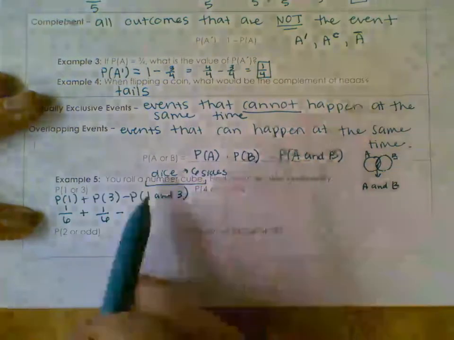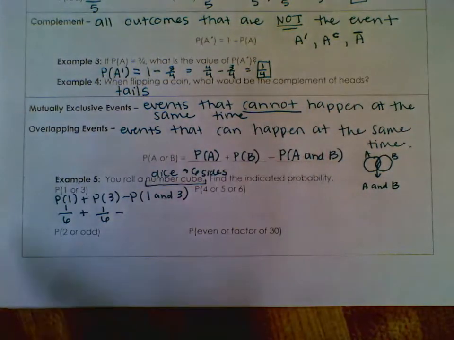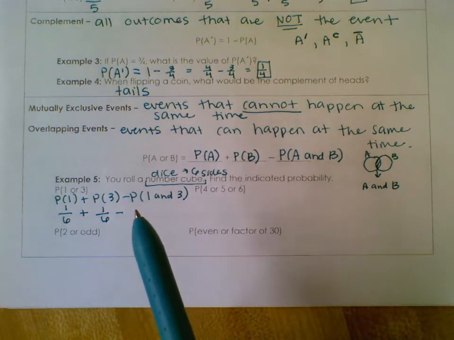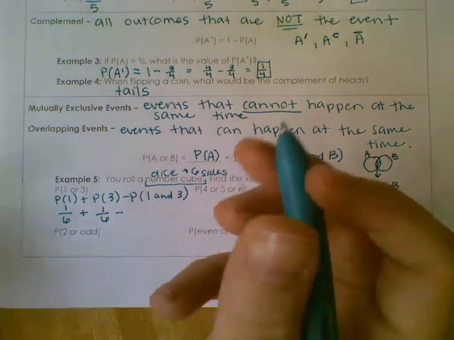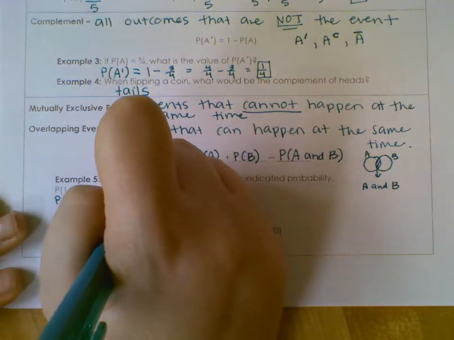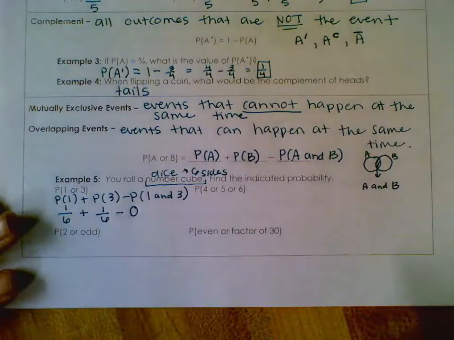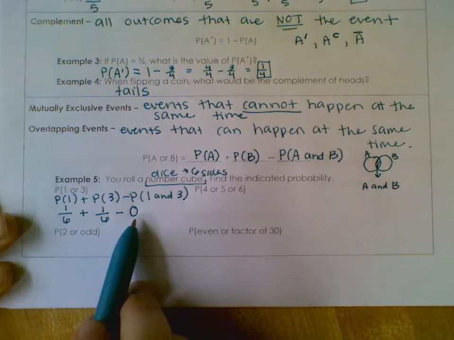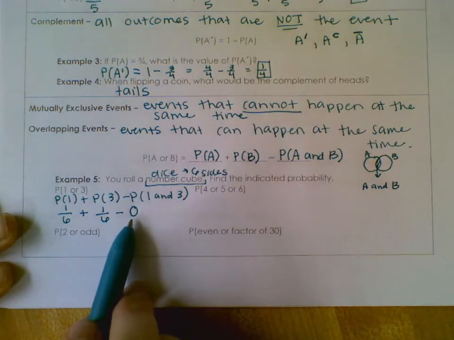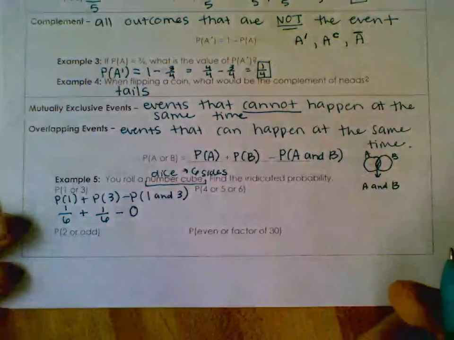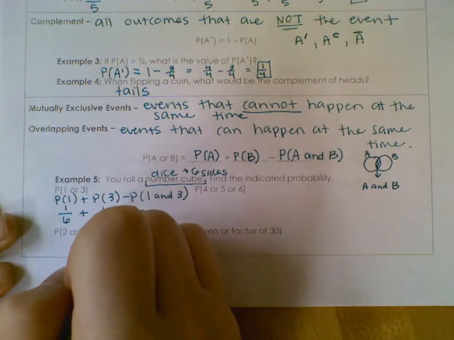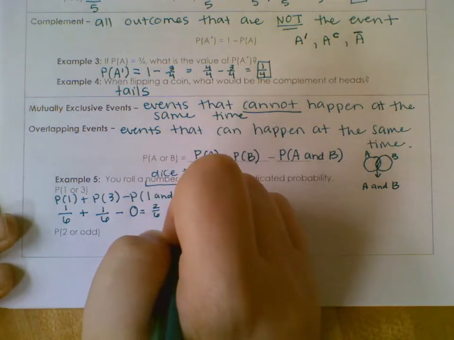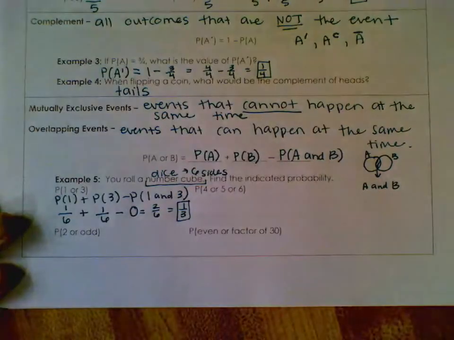Now I need to think about 1 and 3 happening at the same time. If I were to roll a dice, is there any way that I can roll a 1 and a 3 at the same exact time? The answer is no. So what's the probability of 1 and 3 happening? That probability would be 0 because there is no chance that when I roll that dice that I get a 1 and a 3. Now you just add those together. 1/6 plus 1/6 minus 0 would be 2/6. Always reduce your fractions, which is 1/3.